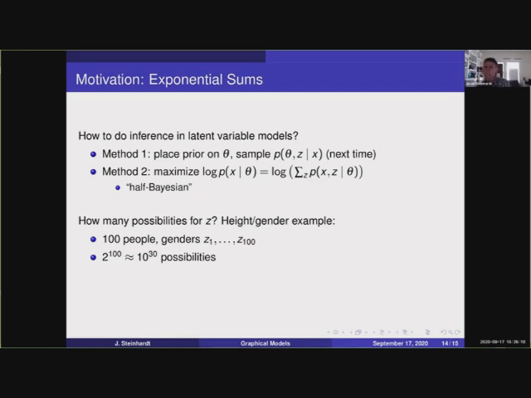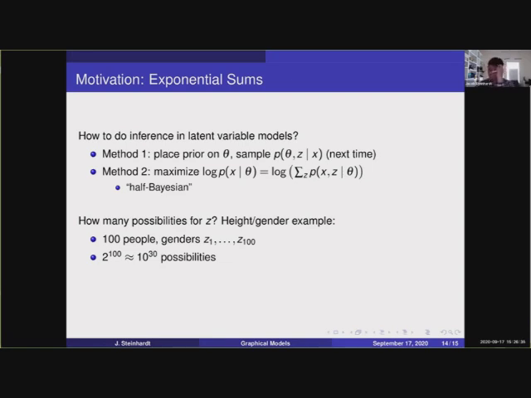And they're not independent, right? They're certainly not independent once I condition on x, because they're all coupled by the hyperparameters. So I can't just handle them independently. I actually have to worry about their joint distribution. And so how many settings are there of these 100 genders? Well, there's 2 to the 100, and that's a lot, right? That's about 10 to the 30.